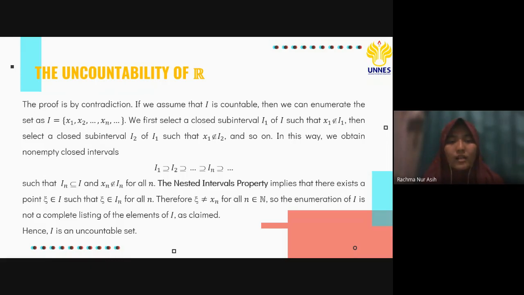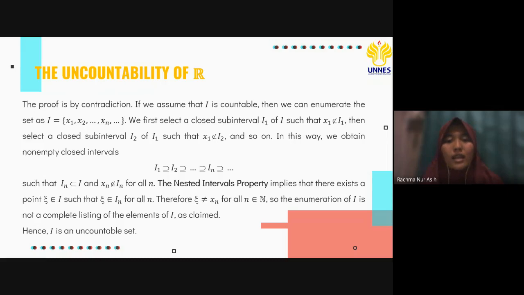We first select a closed subinterval I1 of I such that x1 is not an element of I1. Then select a closed subinterval I2 of I1 such that x2 is not an element of I2, and so on. In this way, we obtain non-empty closed intervals I1 is a superset of I2 is a superset of, until In, such that In is a subset of I, and xn is not an element of In for all n.